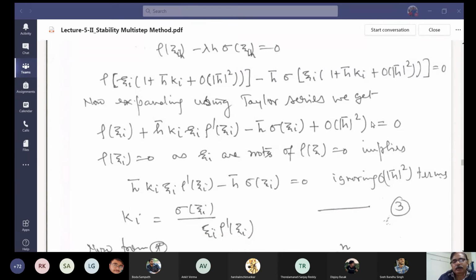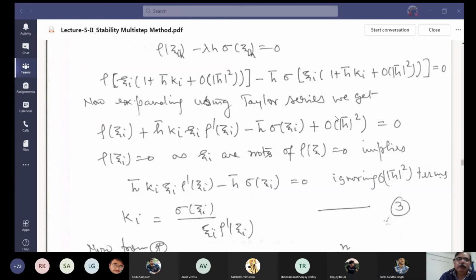Is this clear? This equation is clear? I have just used the Taylor expansion, keeping in mind that wherever the order h square term is there, we will ignore it and it will go in the capital order h square term. Is that clear? Yes, sir.